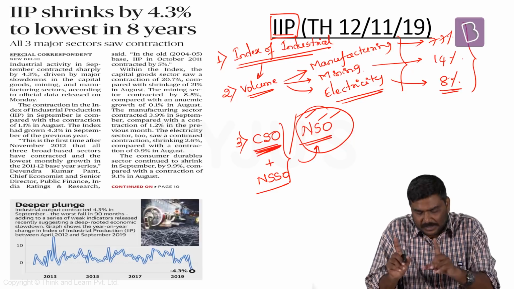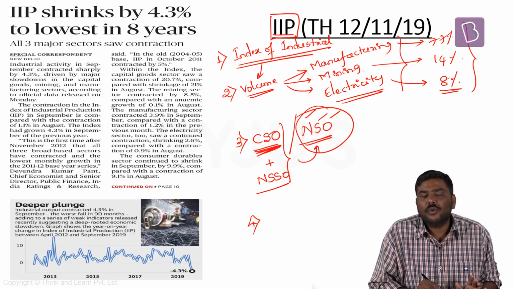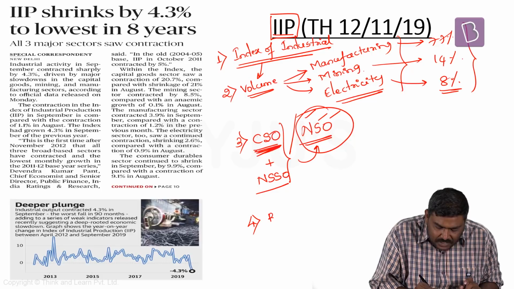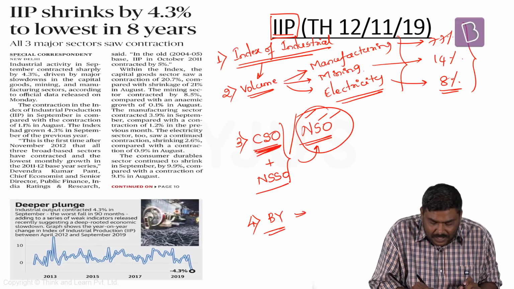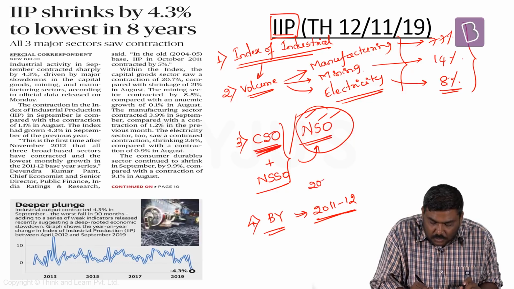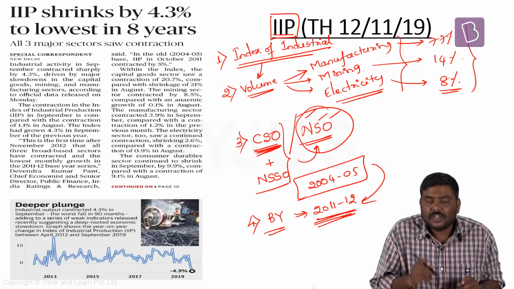the Index of Industrial Production monthly. And fourth, a very important point, please understand the base year for the calculation of IIP is 2011-12. Earlier the base year was 2004-05. Very recently it has been changed to 2011-12.